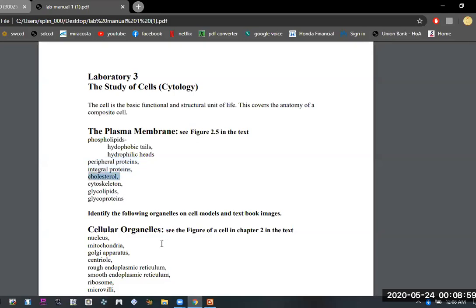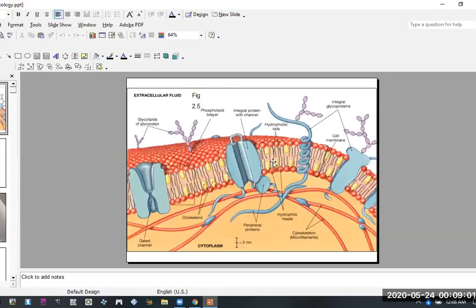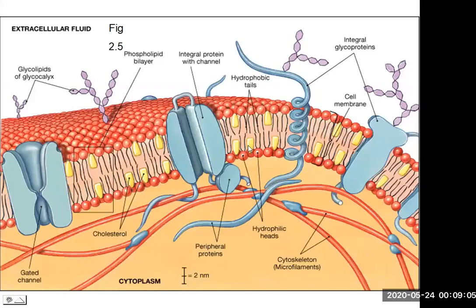There's the cholesterol. This sits within the area of the hydrophobic tails, and they're illustrated here in yellow, representing the cholesterol. And we see just on the inside of the cell membrane, we have here representing the cytoskeleton. So these protein elements here are just on the inner surface of the cell membrane.